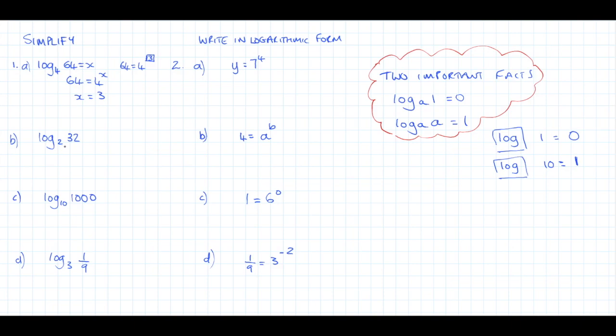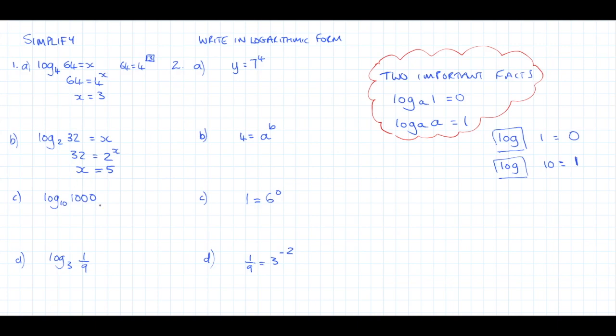Log 32 to base 2, I'm going to let that equal x. Taking it out of logarithmic form, this is log 32 to base 2. So 32 equals 2 to what power? 2 to what power gives me 32? 2 to the power of 5 gives me 32. 2 times 2 times 2 times 2 times 2.